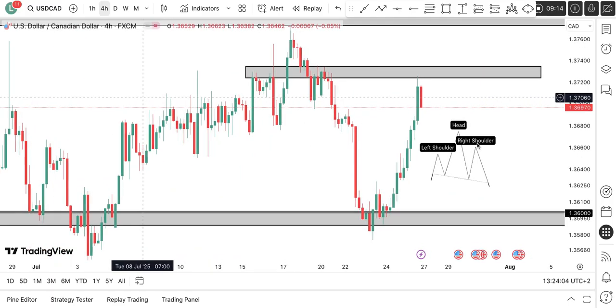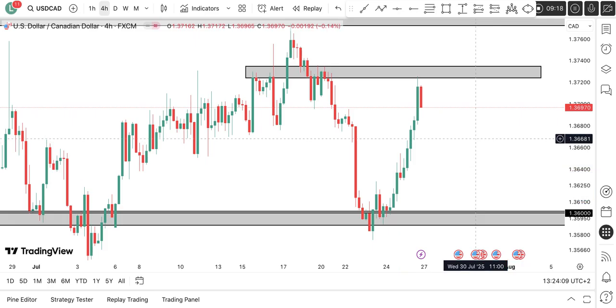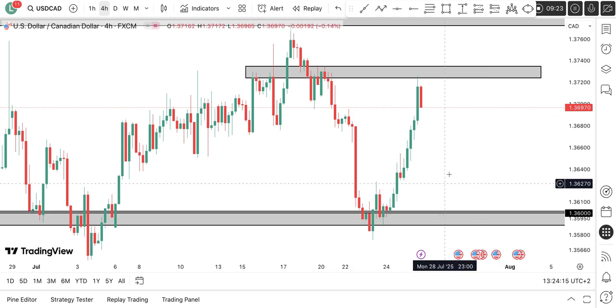Now, how do we execute in this case? In this case, I would most likely set a sell limit around there. My stops will be above the head, and then my take profit will be right here. But because I had exceeded my trade entries for the week, I couldn't place a trade. But on Sunday when the market opens, I would be executing.